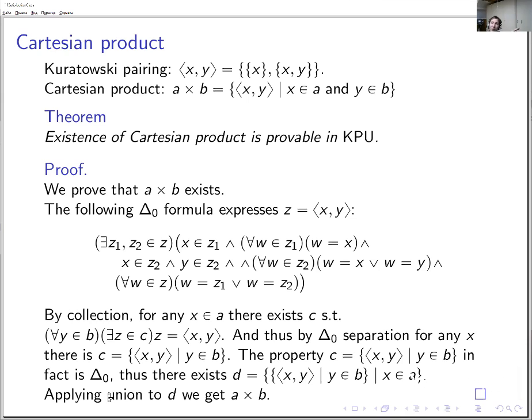Then we could remove all the elements in the set that are not sections of our desired Cartesian product. And finally, we have the set D that consists of all the sections of our desired Cartesian product. Then we apply the axiom of union to this set D, and we obtain our Cartesian product. Okay, so it's very straightforward.